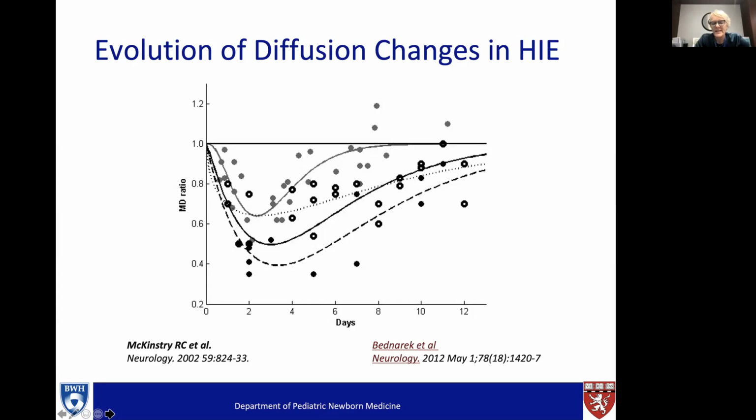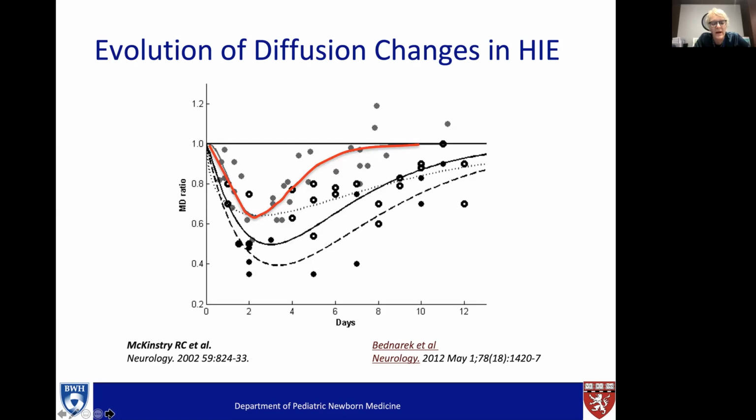Now, as I said, diffusion changes evolve because cell death evolves. So we have studied this in two different cohorts. The first was a cohort of babies who were not cooled. And when we looked at that, you could see that the peak time at which you could see the injury, or that the diffusion coefficient was lowest, was around 48 hours. And then after that, the diffusion started to so-called normalize. So if you imaged out around day 5, you may not see a lot of diffusion imaging changes in a baby who was not cooled. And certainly by day 7, it was completely gone.